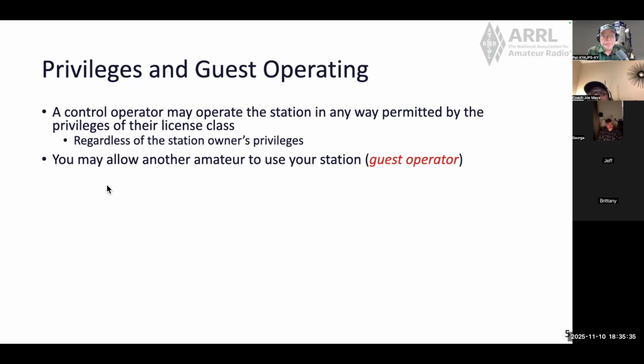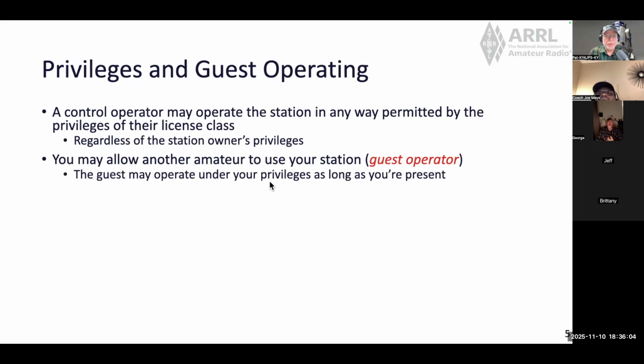So if I'm using my radio in a park and I'm doing a Parks on the Air activation, and I've got a buddy of mine that's also a ham radio operator, and we're wanting to do a Parks on the Air activation, rather than both of us set up a radio, we can share a radio. He can be the guest operator, and we just operate. We take turns using the same radio.